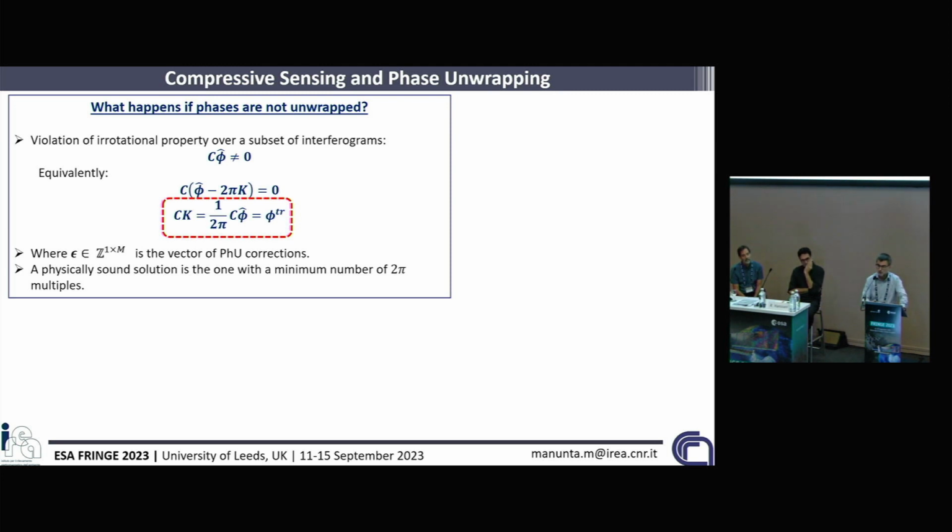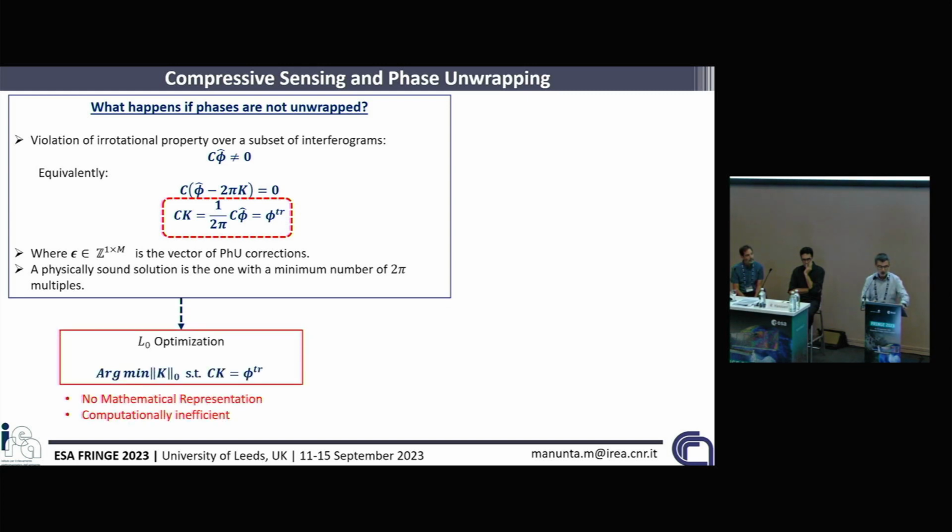But we can assume to search for the solution that corresponds to the minimum number of 2 pi corrections. This, in other words, corresponds to solving an L0 norm optimization problem. But unfortunately, this problem has no mathematical representation or computationally efficient solution. But we can benefit from the compressive sensing theory to convert the L0 norm problem into an L1 problem.